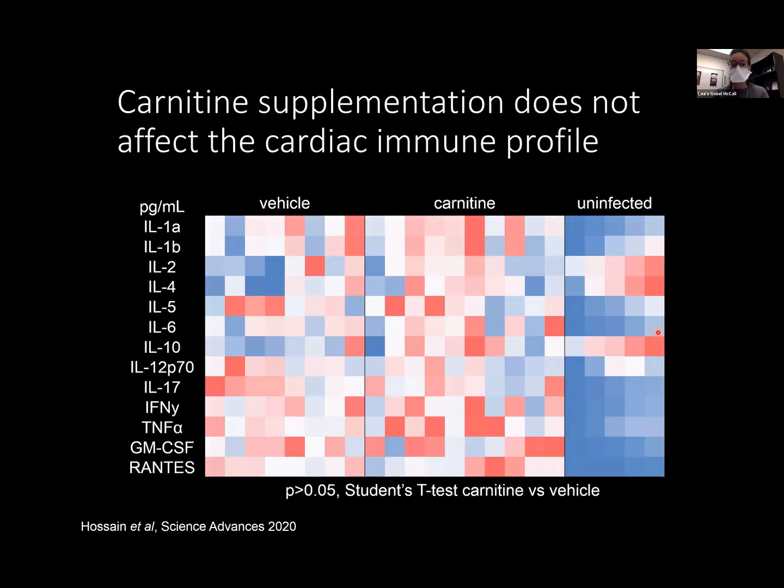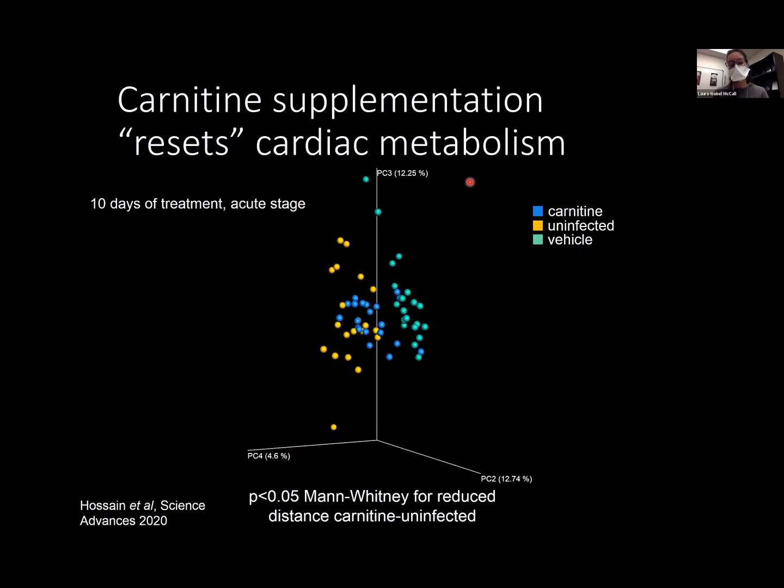We looked first at immune responses. Each column is a mouse, each row is a particular cardiac cytokine or chemokine, and you can see that they look the same in the vehicle and the carnitine group. So carnitine is not acting by immunomodulation. Instead, what we found is that carnitine is helping restore cardiac metabolism.